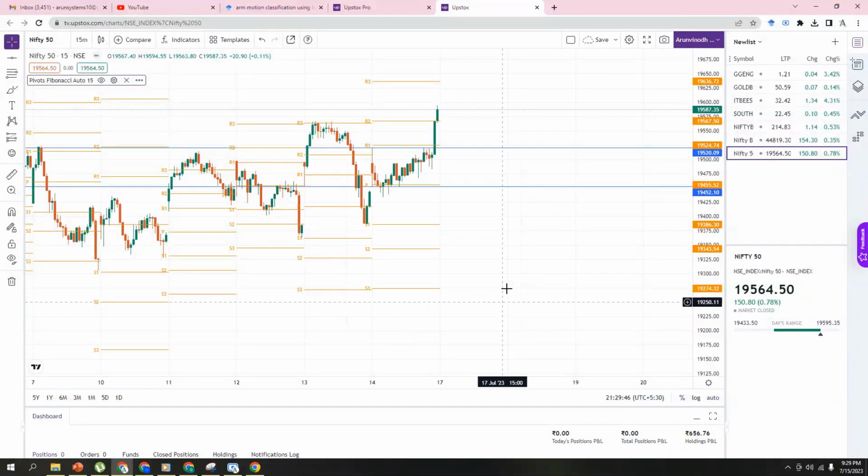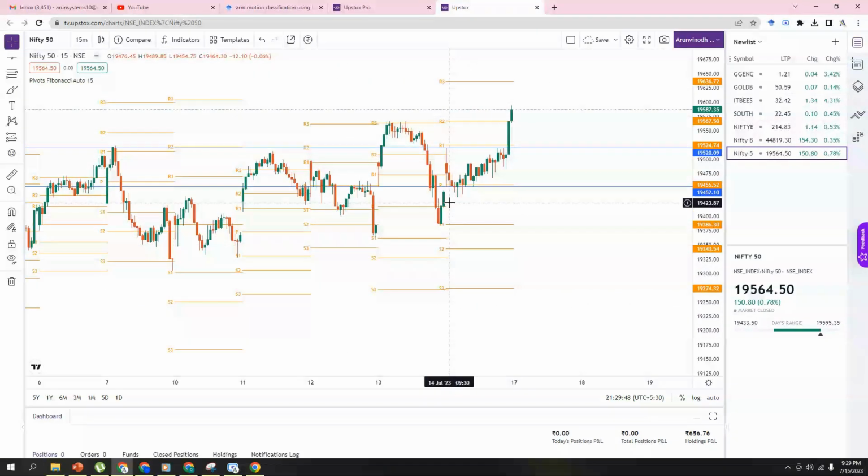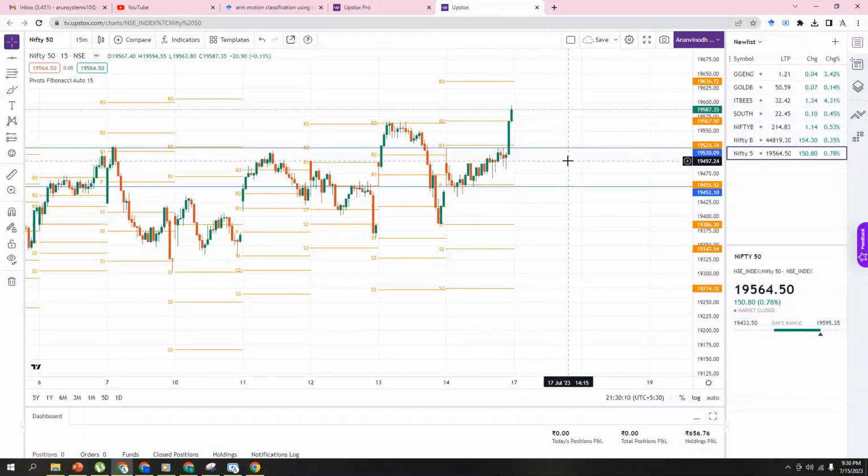Fine. Then click OK. So now you have drawn the blue color line, which is the opening range high as well as the opening range low. And here resistance 1 is there, resistance 2 is there, resistance 3 is there. Likewise, support 1, support 2, support 3 are there. So these are the levels. You can call them targets. And this center part is the pivot point.